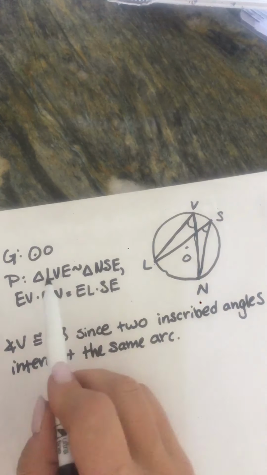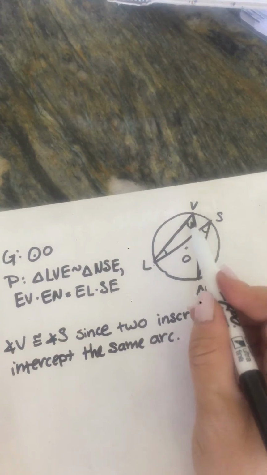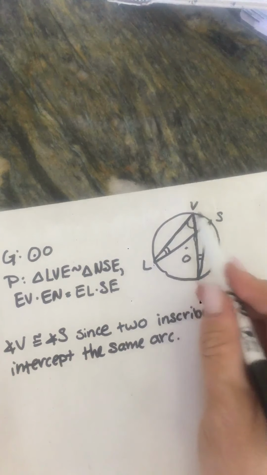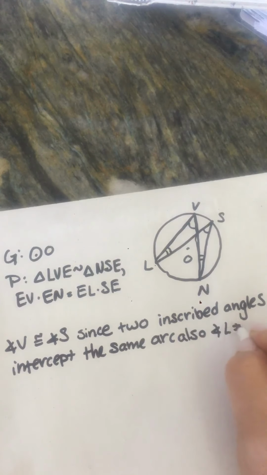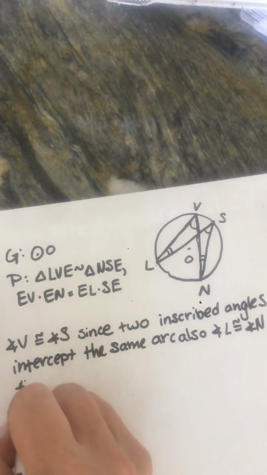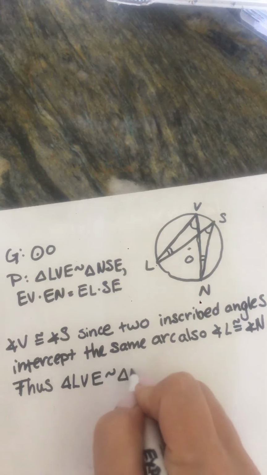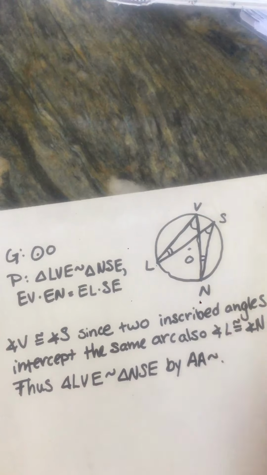All right, we're trying to show that triangles are similar, so we already have an A. Let's see what else we've got. Oh, hey, look, angle L is an inscribed angle, and it intercepts VS, and angle N is an inscribed angle. It also intercepts VS. Angle L is congruent to angle N. We have similar triangles, thus triangle LVE is similar to triangle NSE by AA similarity.